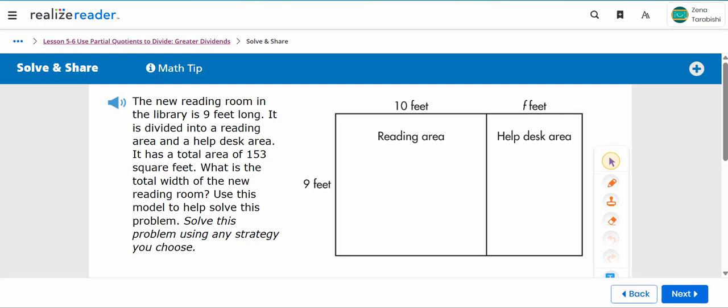So here we can see the area for the reading area. We know it has 9 feet by 10 feet. And here we have an unknown amount of feet in the help desk area, but the total area is 153 feet. So using what we know, we can figure out how much this area is. And since 9 feet is over here, the other side will also have 9 feet, and then we figure out the area for this part by subtracting the area for this part. So if you try multiplying 9 times 10, you should get 90 here. So we can subtract from 153. 153, take away 90.